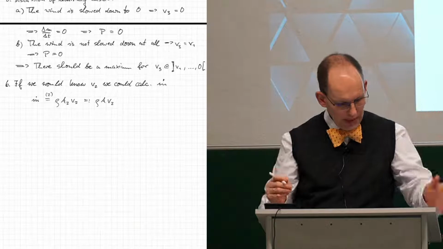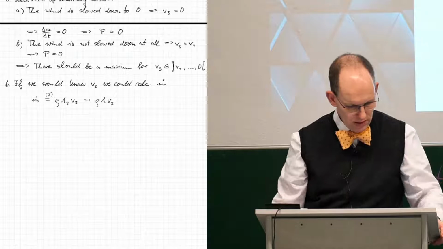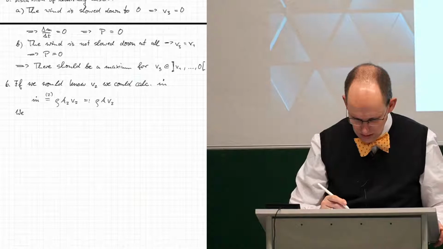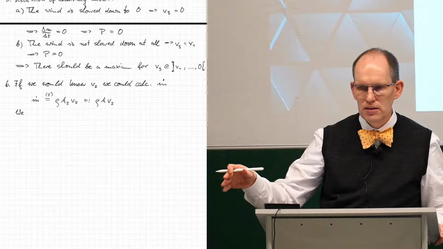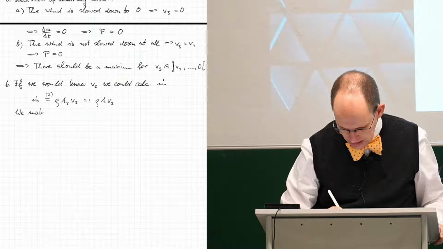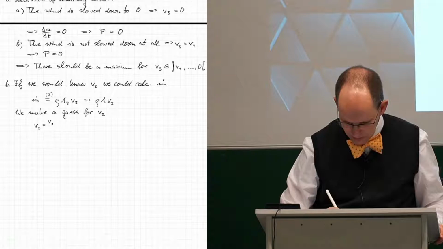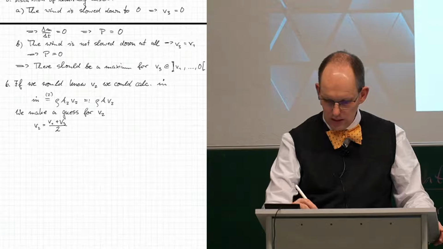Yeah? And now we make a guess on how large V2 is, and we say it's just the arithmetic mean between V1 and V3. So we make a guess, and as I said already, it will turn out to be true. We are going to prove this guess later in the next chapter. So we make a guess for V2, namely V2 is equal to (V1 plus V3) divided by 2. Yeah, so this is equation 7 and the one before was equation 6.